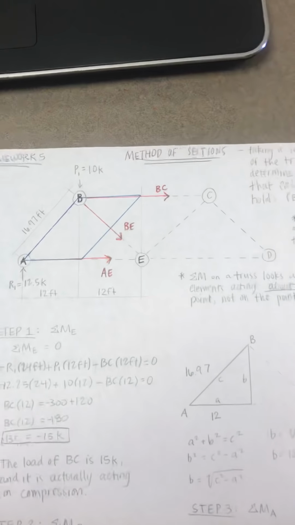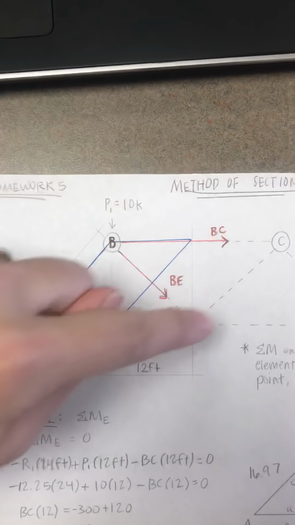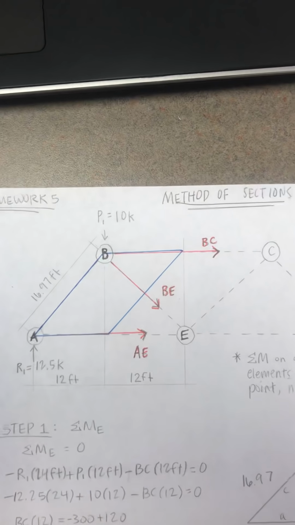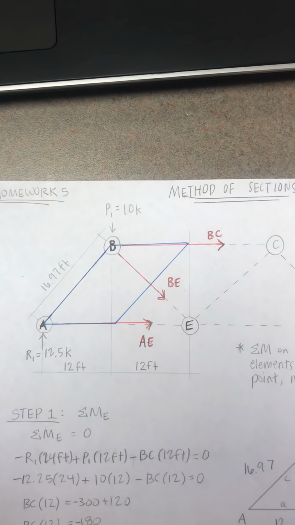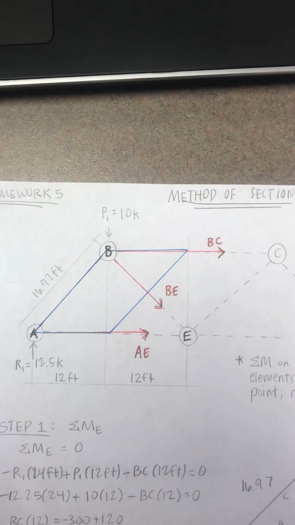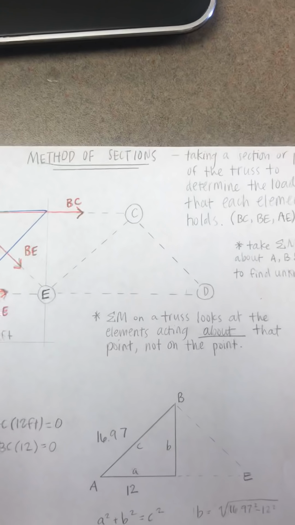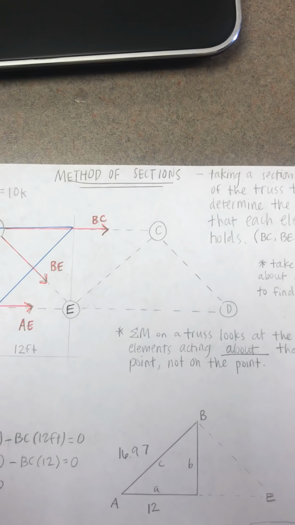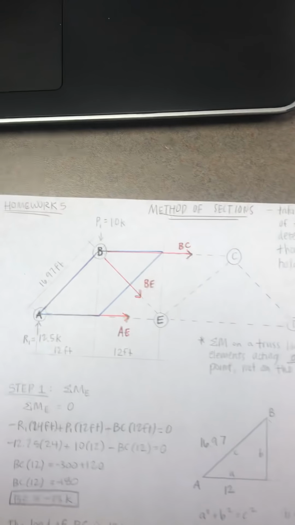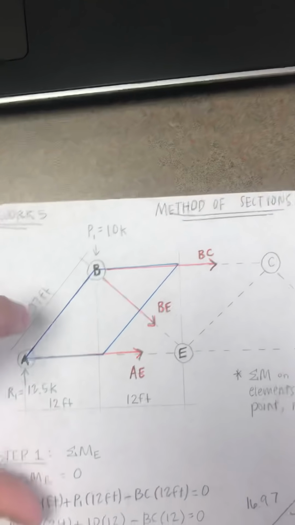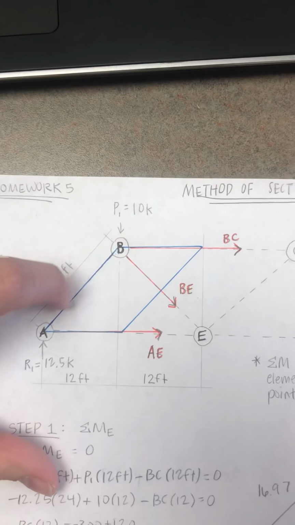So the first thing is you're given about this much of your section right here. For the method of sections, you're shown that much of your truss system. What I have dashed here is the rest of the truss, just so you know what it would look like. But when you do the method of sections, you're focusing on this section that's drawn out in blue here.